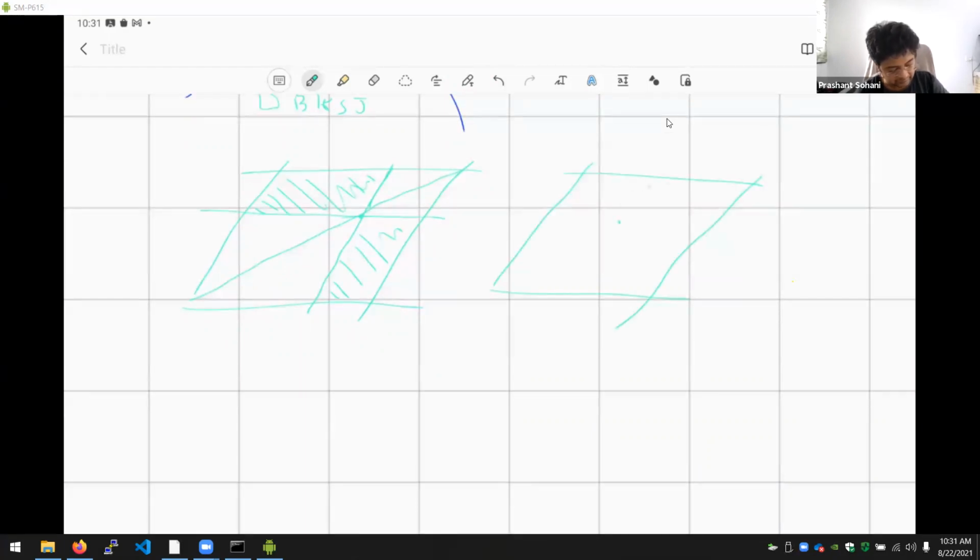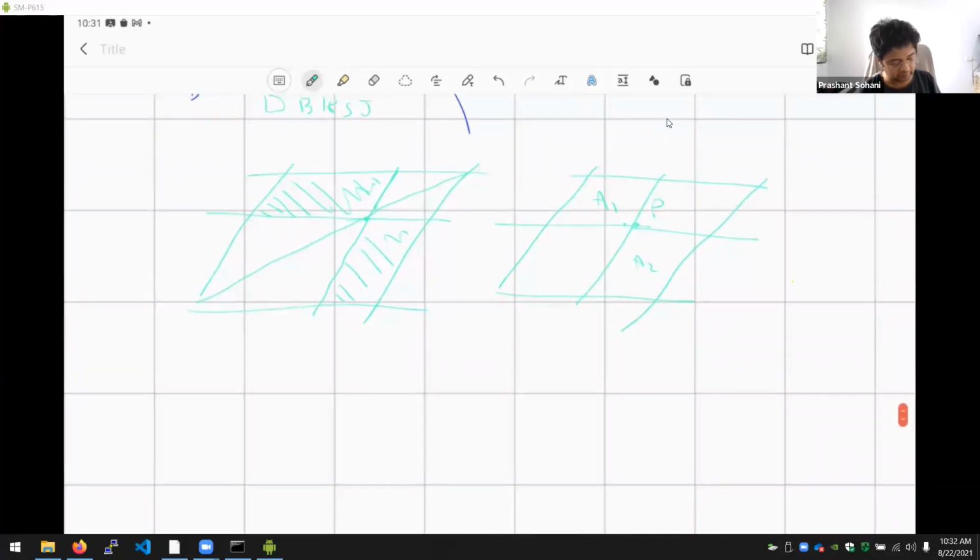If I do this for any point P and construct these parallelograms like this, and I call them A1 and A2, then the property is that P lies on the diagonal BD if and only if the area A1 equals the area A2. I don't know if you have had a chance to look at this lemma earlier, but it's just a useful property to know. That is the one takeaway from this question, you can say.